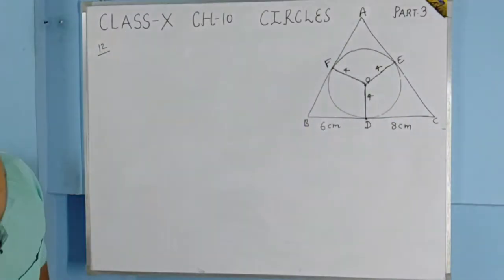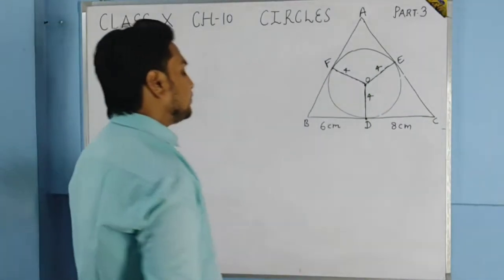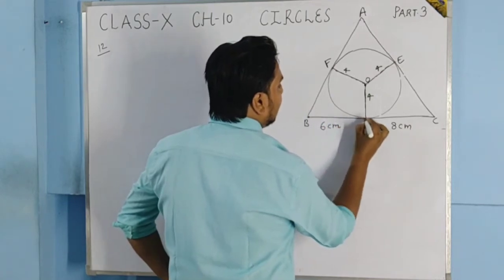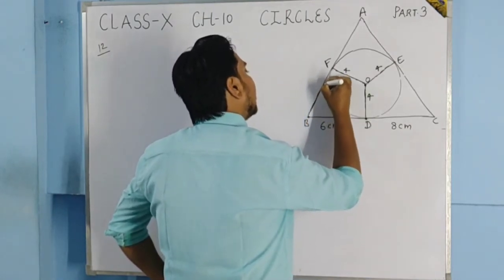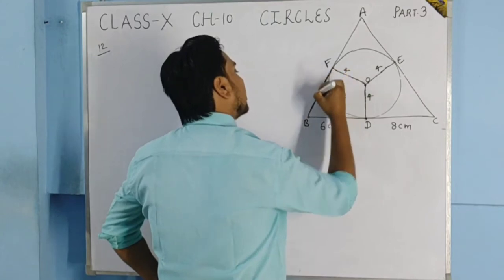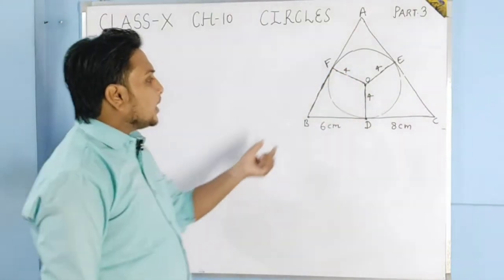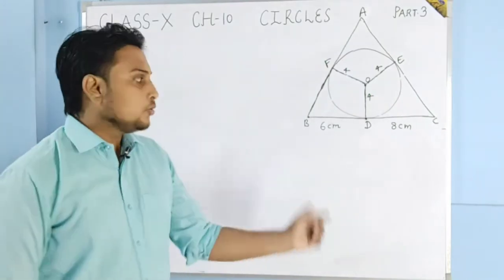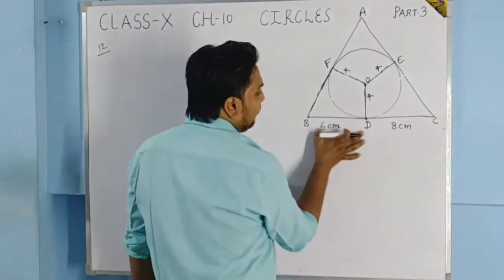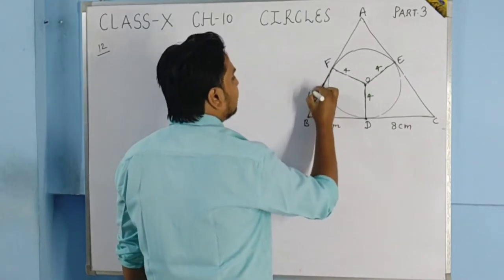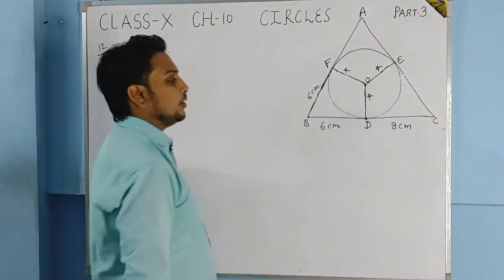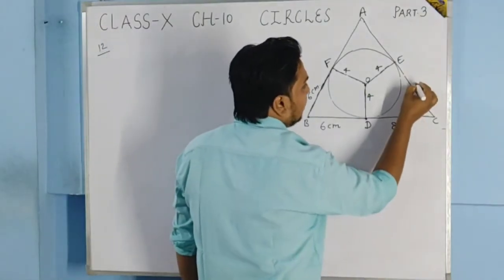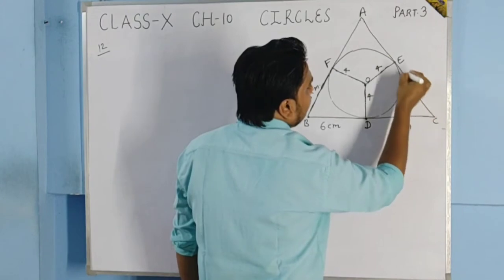So how will we solve this question, students? Let us see. Students, we have studied the property of the lengths of tangents, that when tangents are drawn to a circle from an external point, the lengths of the tangents will be equal. So if this is 6 centimeter, then this will also be 6 centimeter. If it is 8 centimeter, then this will also be 8 centimeter.